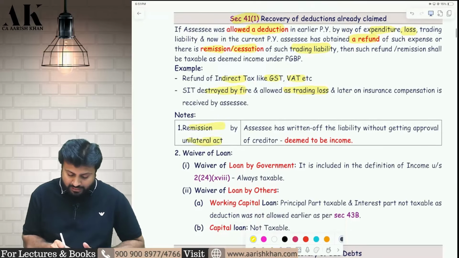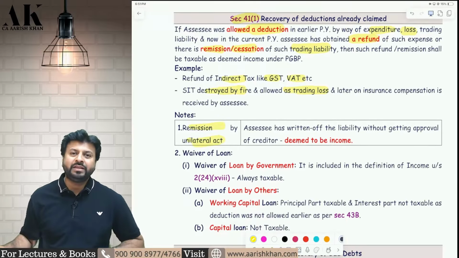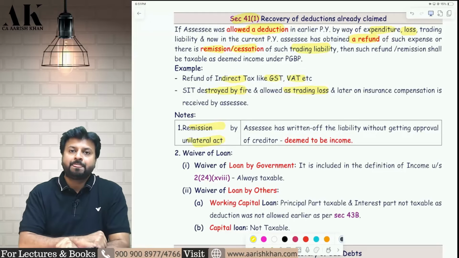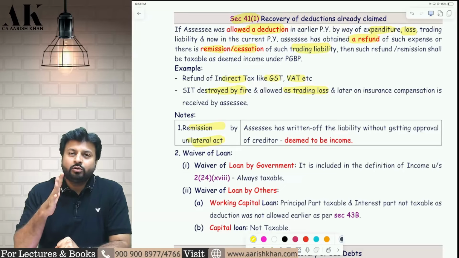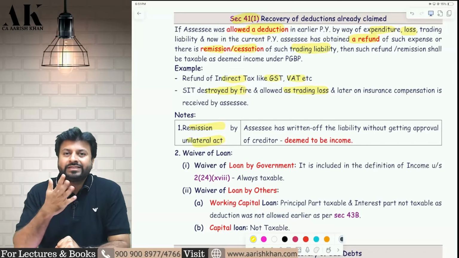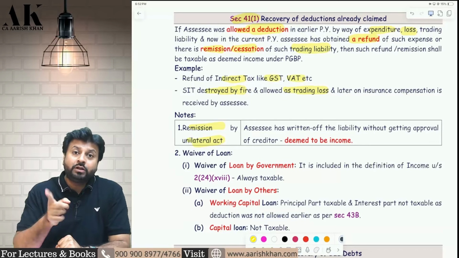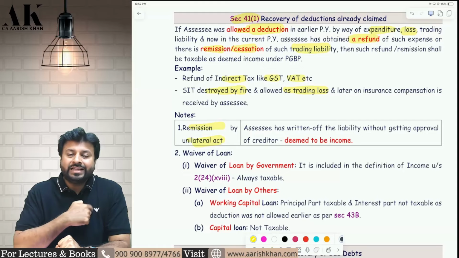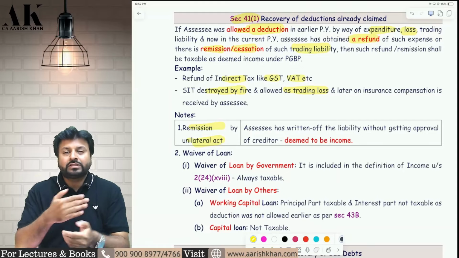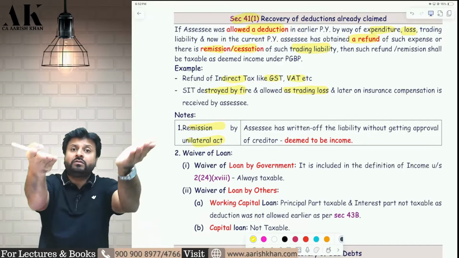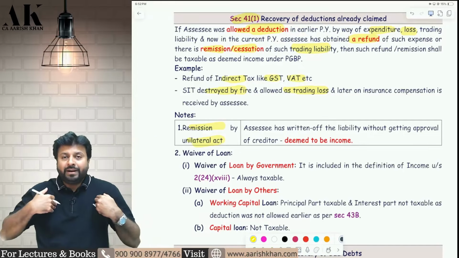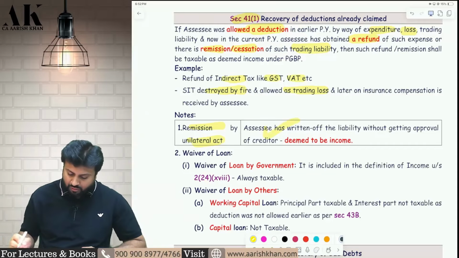Similarly, remission of unilateral act is also deemed income. Unilateral act means I am a buyer, you are a seller. I bought goods of 1 lakh rupees from you and you sold goods of 1 lakh rupees to me. Now I am saying that I am not going to pay you. You are saying that I will receive from you. So it is a unilateral act from my side that I said that I am not going to pay you. But you said that you will receive. So in that case, it will be deemed income in my hand, because even if I unilaterally write off, irrespective of what the seller has to do, if the buyer writes off, then also it is deemed to be income. I hope it is clear to all of you.